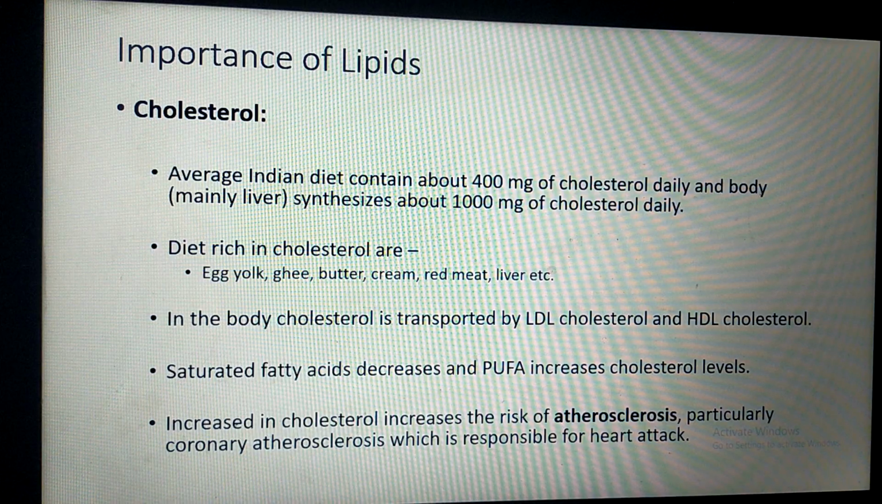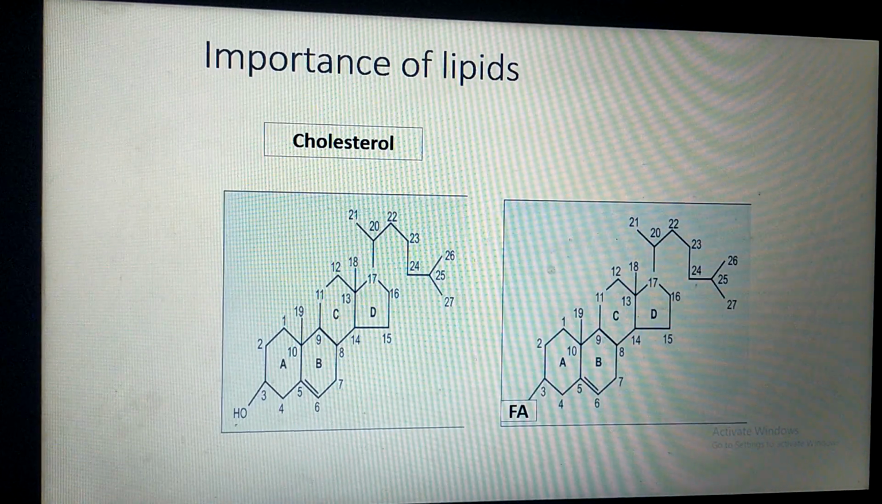Saturated fatty acid increases and polyunsaturated fatty acid decreases the cholesterol level. Here it is wrong. Increase in the cholesterol increases the risk of atherosclerosis, particularly coronary atherosclerosis, which is responsible for heart attack. So this is the diagrammatic representation of cholesterol.